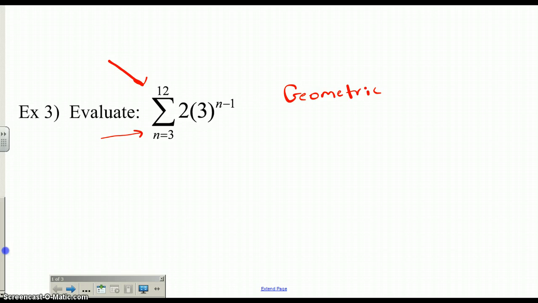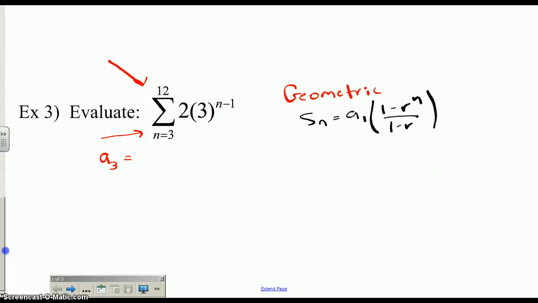So now what I'm going to do is, I need my constant ratio, because here's the formula. S sub n equals a sub 1 times (1 minus r to the n) over (1 minus r). So I need that constant ratio, and I need the number of terms and the first term. So let's calculate that first term, which is a sub 3. That's the lower number right here. So I'm going to plug that in.